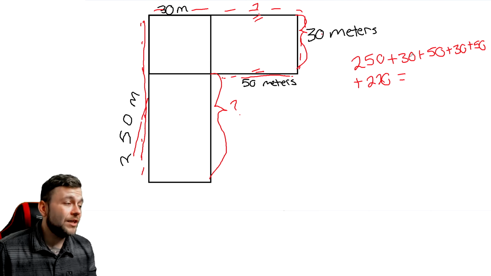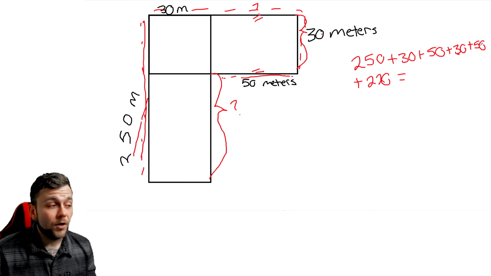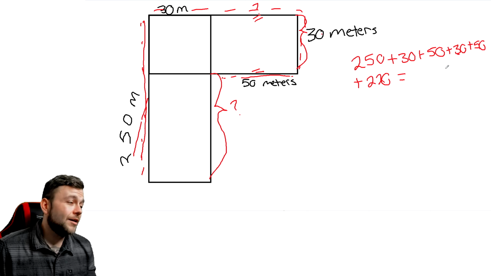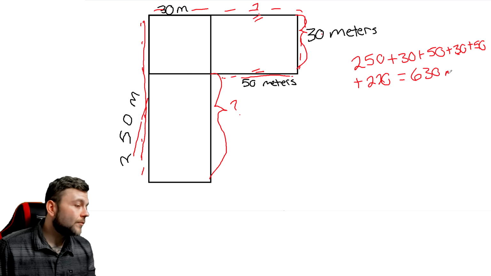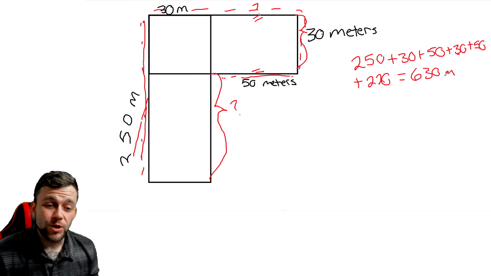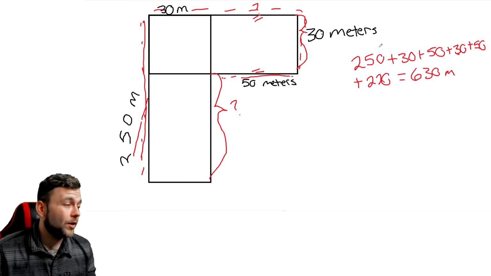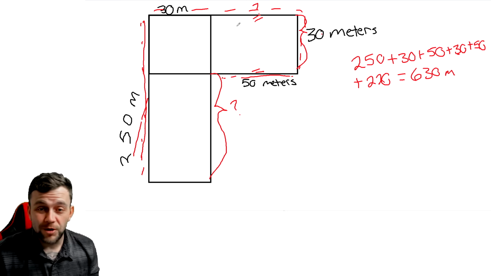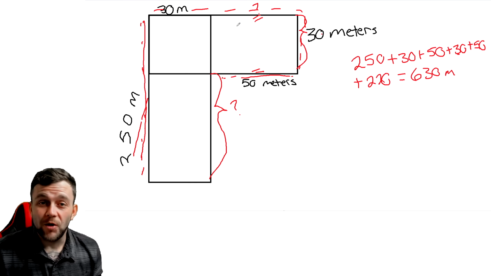So what does that equal? 250 plus 30 plus 80, that's a lot of stuff. Let me just figure this out here. So it's 330, 360, 410, 630 meters. 630 meters is the perimeter of this shape. So if we were to walk around the outside of the shape, we would travel 630 meters.